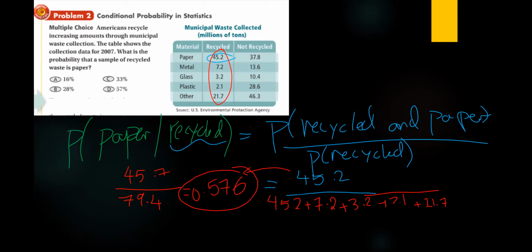Is it clear? Teacher, yes. You wrote 45.7, but it's 45.2 over 79.4, and that is 0.569. The answer will be changed. Okay.